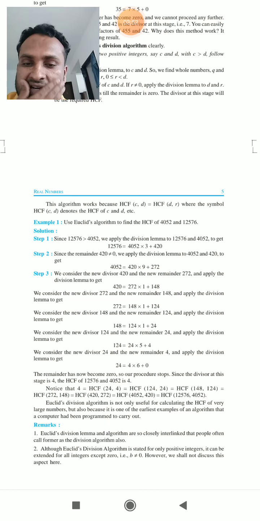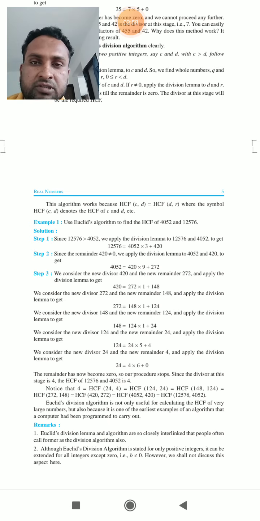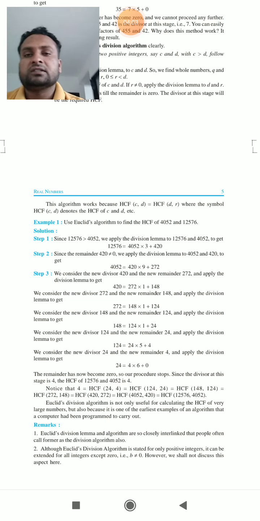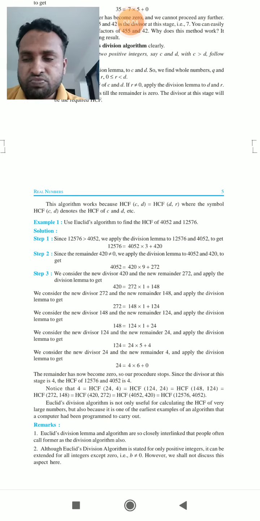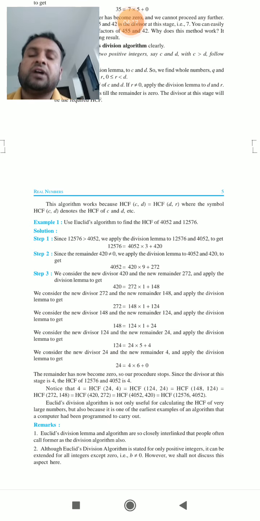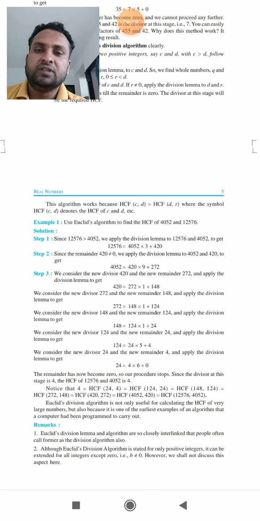Now what is the HCF here? Here 4 is the HCF of the given two numbers. So now one formula you have to remember, children, for finding the HCF of the given two numbers. HCF is equal to the product of the given two numbers, A into B, where A and B are any given two numbers, divided by LCM. You will get the HCF.